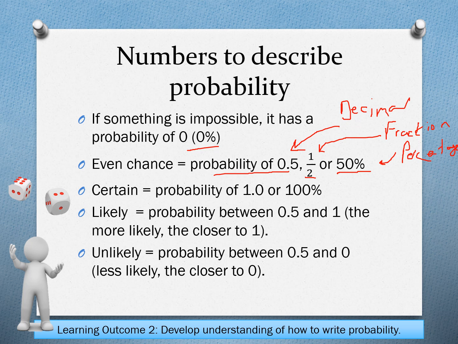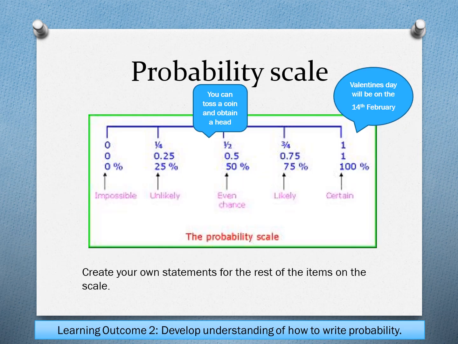So certain equals a probability of 1.0, or 1 whole, or 100%. Likely is a probability between 0.5 and 1, so the more likely, the closer the probability is to 1. Unlikely is a probability between 0.5 and 0, the less likely, the closer it is to 0. So I can write this on a probability scale. You've got 0 there, 0.25 or a quarter chance, and an even chance, so you can toss a coin and land heads. That's an even chance, because you've got heads or tails.